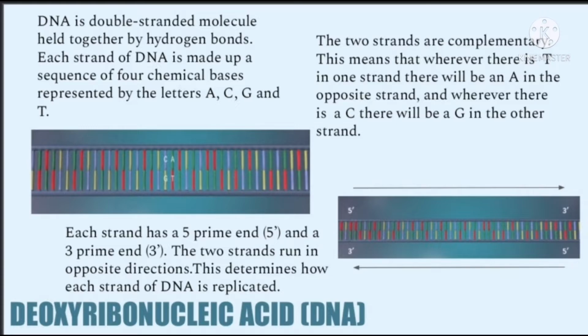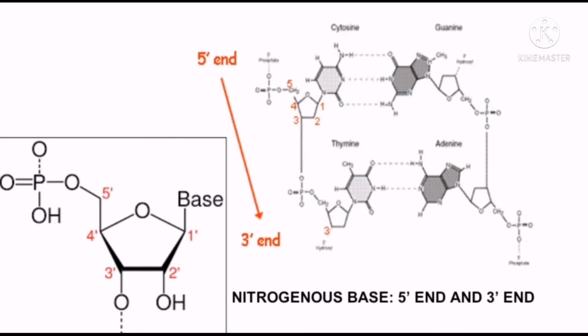The bases on one strand of the DNA molecule pair together with complementary bases on the opposite strand of DNA to form the rungs of the DNA ladder. The bases always pair together in the same way: adenine with thymine, and cytosine with guanine. Each pair is joined together by hydrogen bonds. DNA is composed of a sugar phosphate backbone and nitrogenous bases.